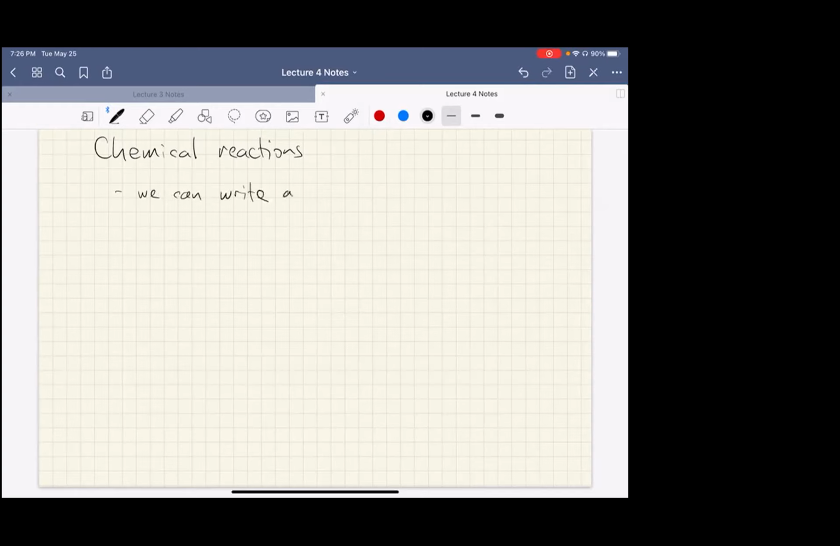a differential equation using the principle of mass action kinetics. So that's pretty cool.